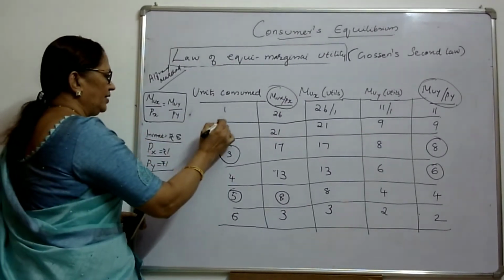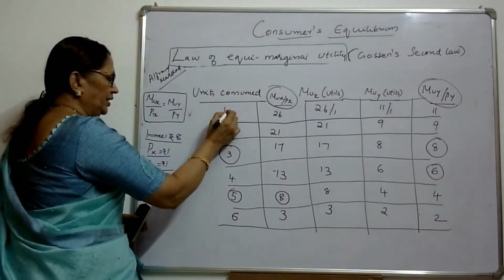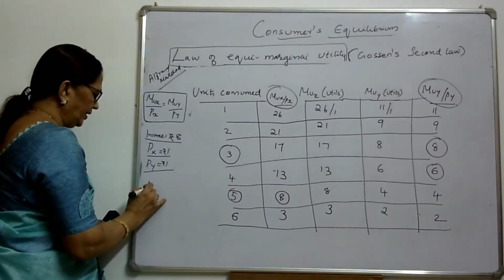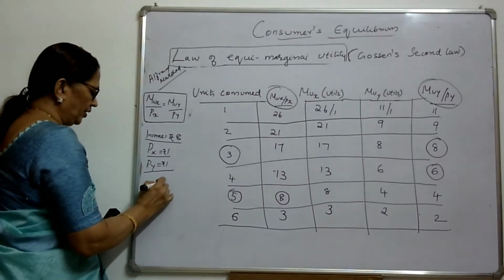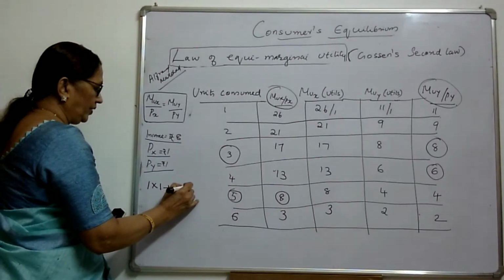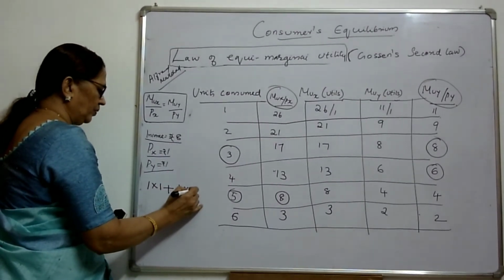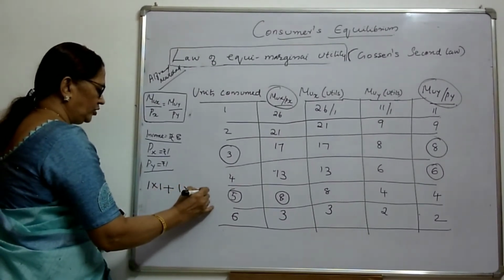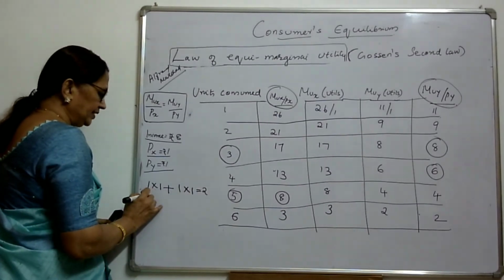So, we will check the first unit. If the consumer is consuming 1 unit of good X, what is the amount spent here? 1 unit of good X into the price of the commodity, plus 1 unit of commodity Y into the price, which is the same. So, he is spending 1 rupee on commodity Y and 1 rupee on commodity X, that is 2 rupees. He is spending 2 rupees. Then next he is selecting another combination.